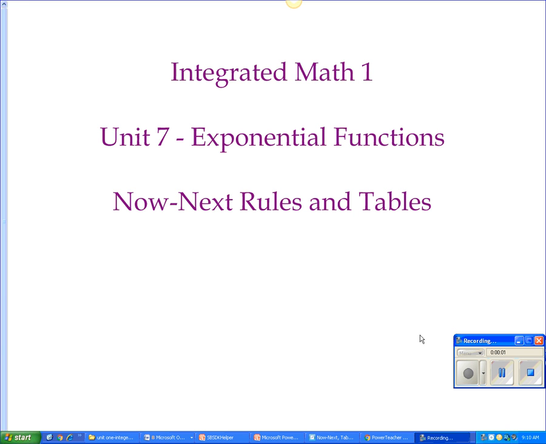We are actually going to talk about exponential functions, and I'll explain what that is in a minute. And so we're going to do some now, next rules, and tables.